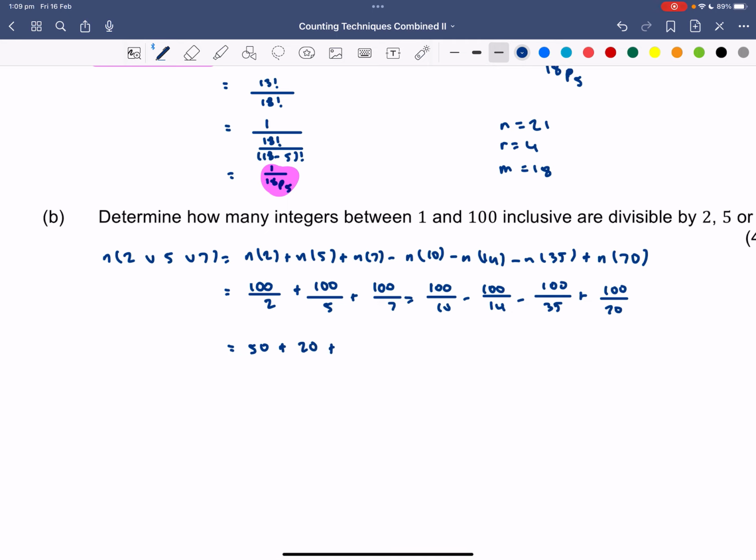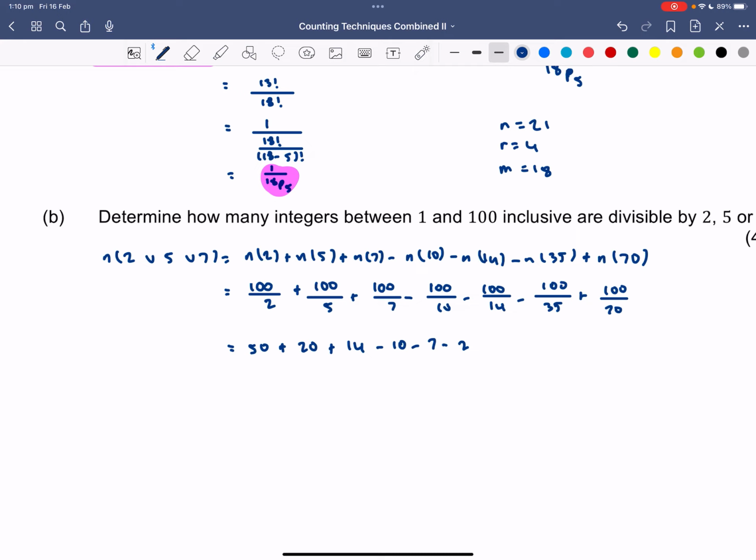50 plus 20, the first ones are exact. This one's rounded down to 14. Then we have take away 10, that's exact. Take 7. Take 2. Hang on, have I got that right?